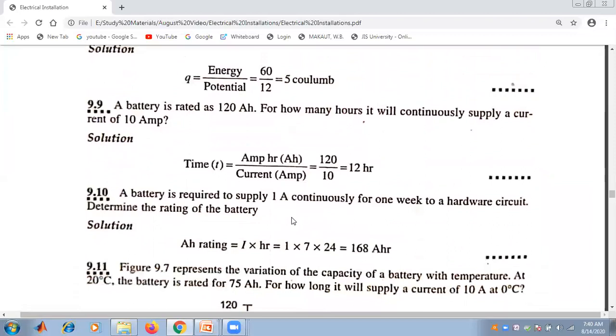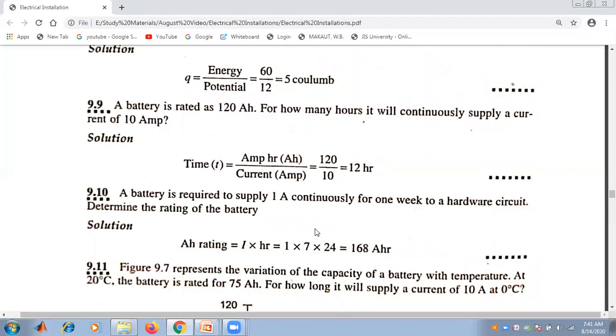Another problem: a battery is rated at 120 ampere hour. For how many hours will it continuously supply a current of 10 ampere? We all know time is ampere hour divided by current. So 120 divided by 10 is 12 hours.